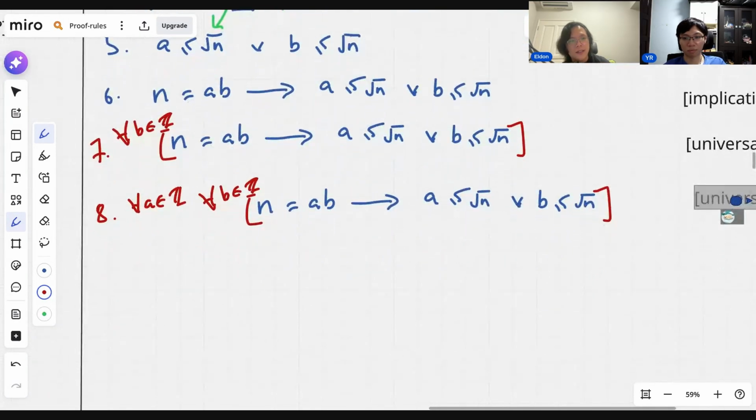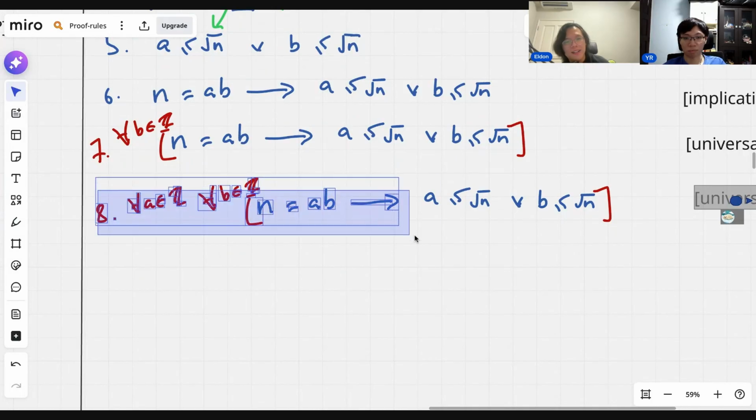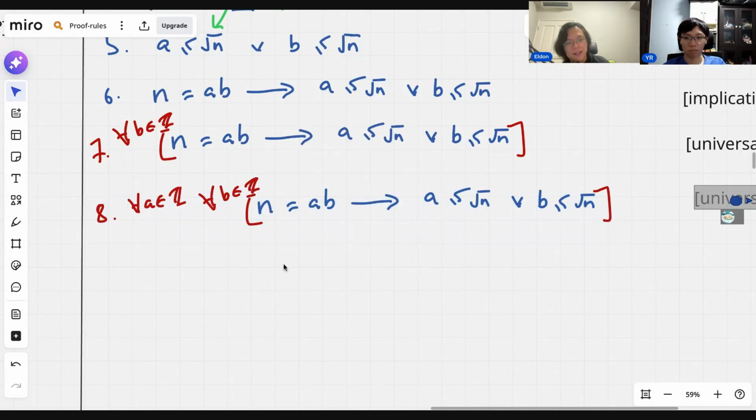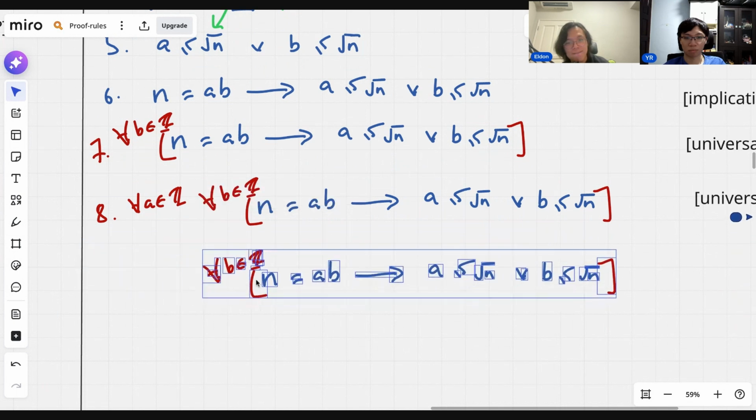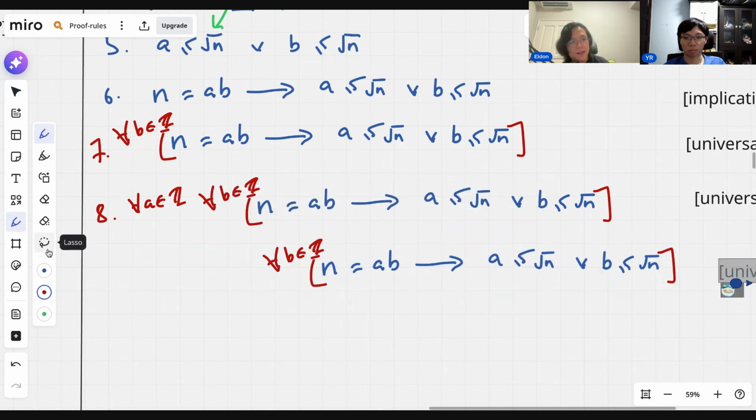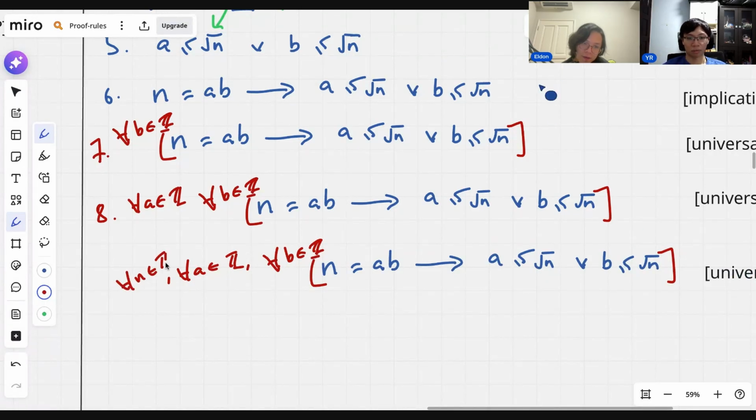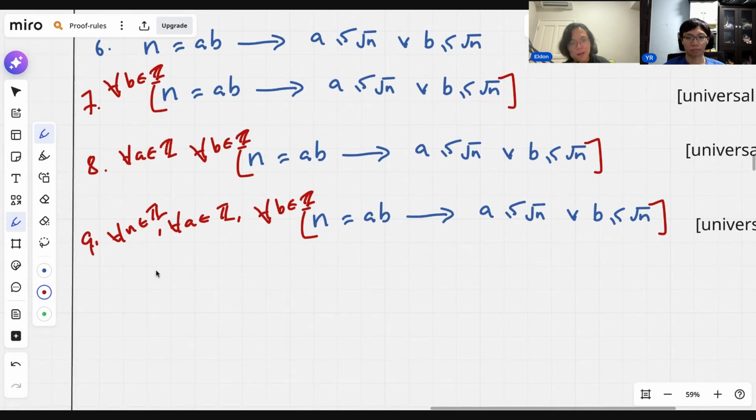Okay. And then I'm gonna copy paste this again. Paste it here. A bit more space. For all... Oh, I didn't copy paste the a. For all a in Z. And last one, for all n in Z. This is line 9. So for all n in Z, for all a in Z, for all b in Z, if n can be factored as a times b, then either a is less than or equal to square root n, or b is less than or equal to square root n.